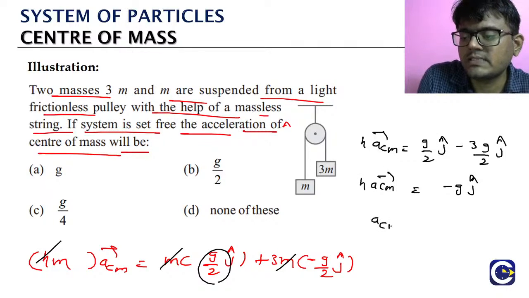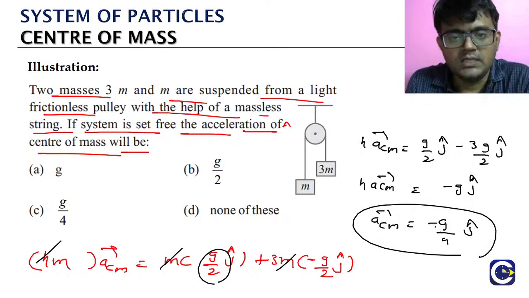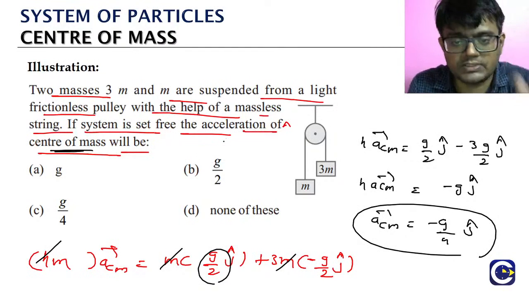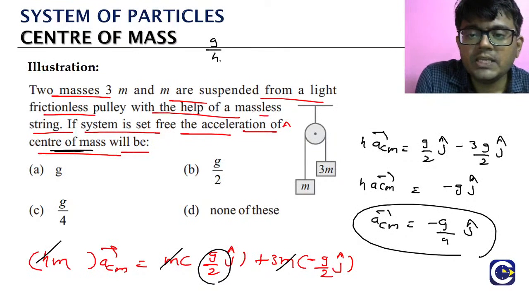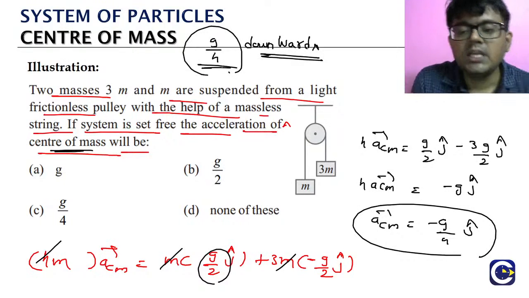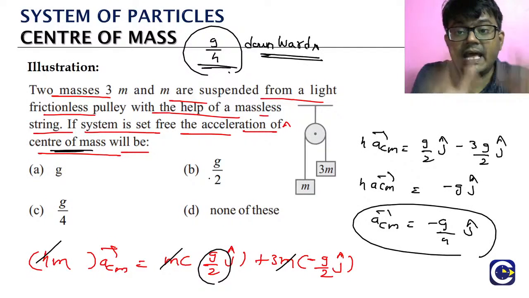ஓகேவா? So acceleration of center of mass என்ன? minus g by 4 into j. So minus g by 4 into j, and so now what is it? It is indicating that the acceleration of the center of mass is downwards. So what is the answer? It will be g by 4 downwards. பாருங்க, what is the acceleration of center of mass? It will be g by 4 downwards. Okay, so this is the acceleration of center of mass.